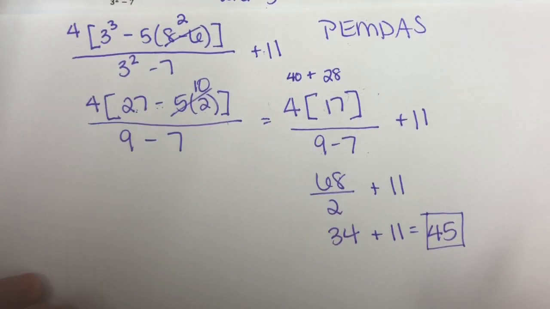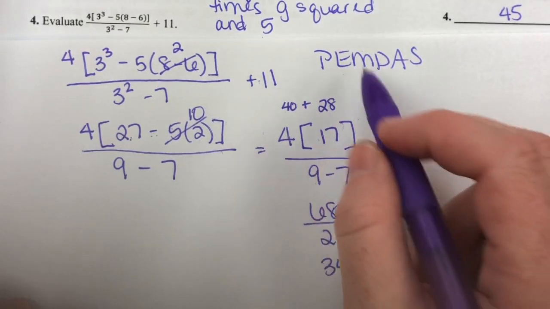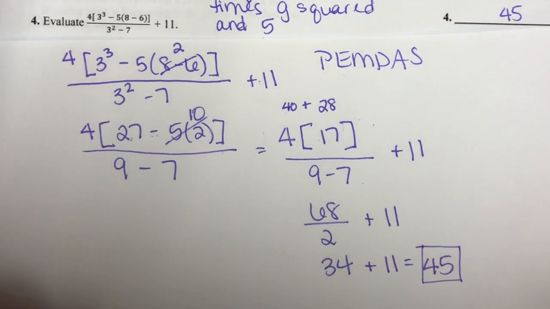45, using order of operations. I was trying to say process of elimination.